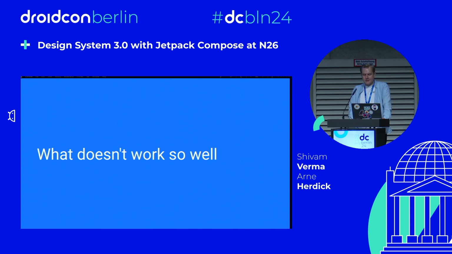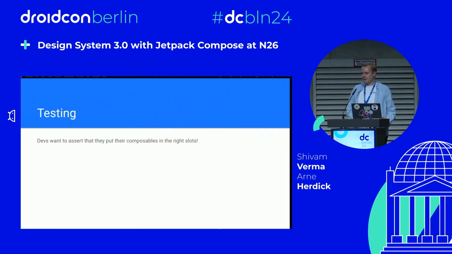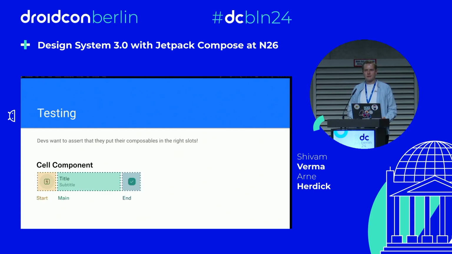Now we have to talk about one thing that doesn't work so well, which sadly enough is testing again. Because we can place a test tag on all the slots, and that makes it super easy to assert that I put the right text in the slot, or I put the right icon. But what's not so easy is to assert that you put things in the right place. So if you look at this cell component, it has 3 slots, right? Start, main, and end slot. So let's say I built my feature and now I want to assert that the checkbox is in the end slot, not in the start slot.